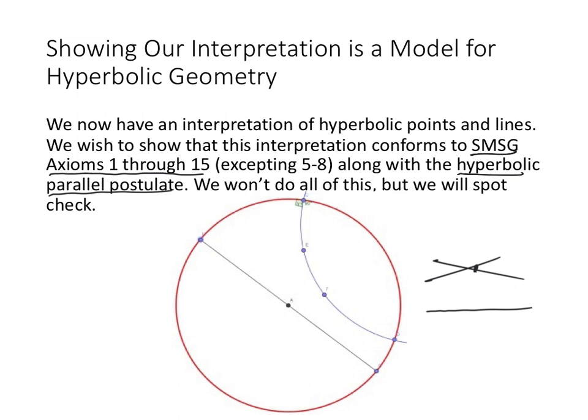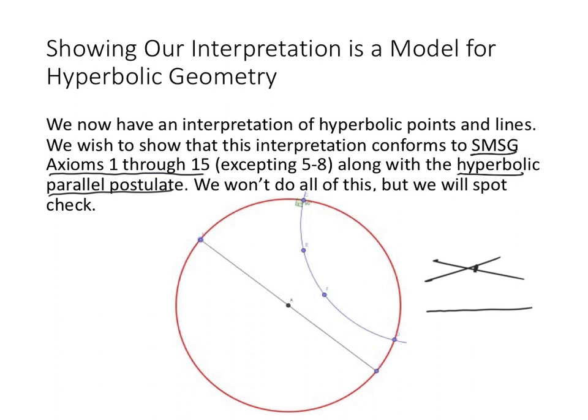So, what do we need to do to make a model? Well, there are two things. We first have to have an interpretation of the undefined terms and relations, and then we need to show that that interpretation satisfies all of the axioms that we want it to satisfy. So here our interpretation of hyperbolic geometry is the set of all points interior to the unit circle. In the picture here, the red circle is the unit circle. All of our points are going to be Euclidean points inside the unit circle.